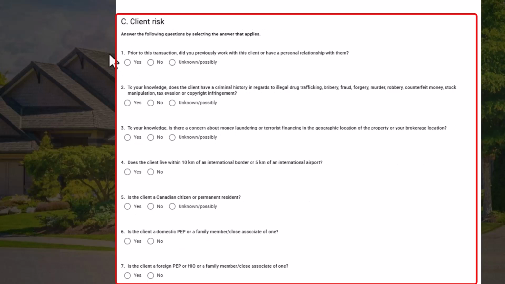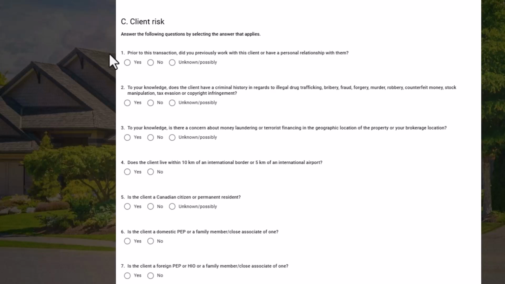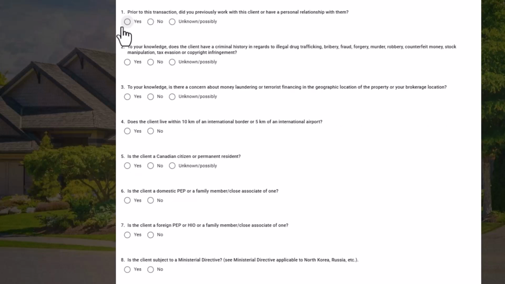Now in section C, you're going to answer some questions to obtain a risk score for your client. This is going to give you an indication of whether or not this is a safe client to proceed with, or if additional measures are required. These questions are fairly straightforward yes or no questions, but let's take a quick look. So question 1, prior to this transaction, did you previously work with this client or have a relationship with them? So no, this is our first time working with this client.